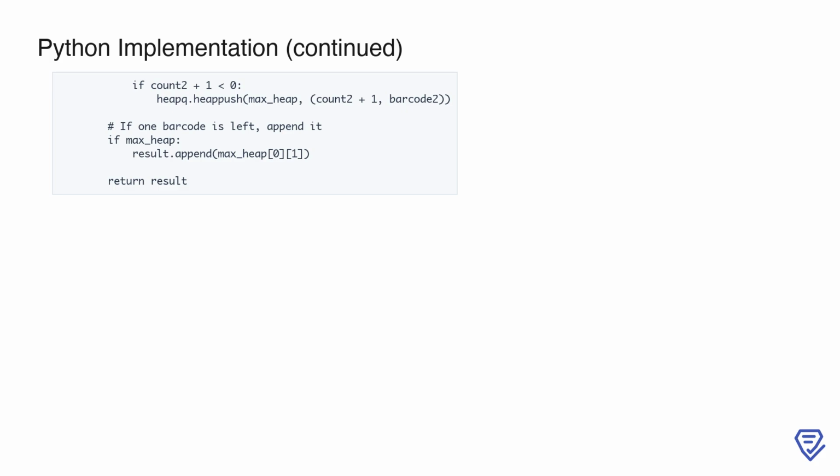Finally, we return the result list, which now contains the barcodes rearranged in the desired order. This implementation efficiently reorganizes the barcodes using a heap to manage frequencies and ensures that the solution adheres to the constraints, making it both optimal and easy to understand.